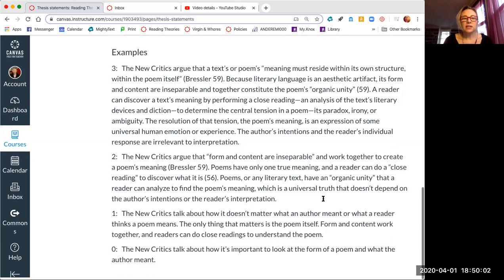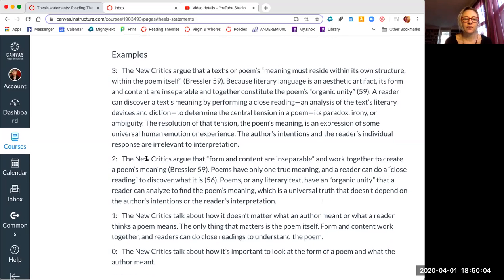The second example here is fine. It gets at the main point, which is that form and content are inseparable, and that the poem has one true meaning, and again, an organic unity. This counts as a complete thesis statement because the writer clearly understands the piece and what's most important about it.